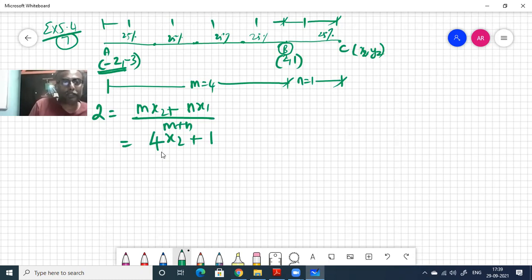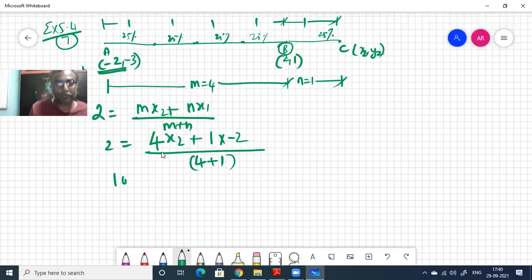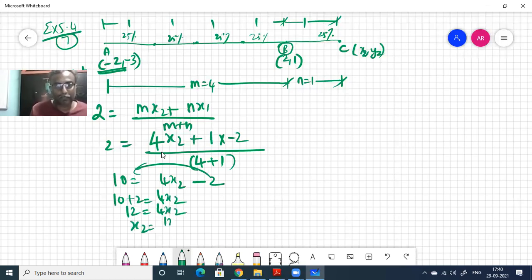You have point B between A and C. So 2 is equal to 4x2 plus N is 1 and X1, what is X1? Into -2, divided by M plus N. M is 4, N is 1. So 2 is equal to, this is 4 plus 1, 5. So 10 is equal to 4x2 minus 2. You take this 2 to the other side. 10 plus 2 is equal to 4x2. So 12 is equal to 4x2. X2 is equal to 12 by 4 equal to 3. That is equal to X2.